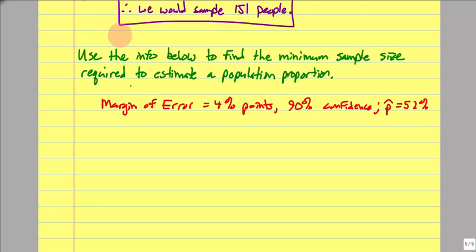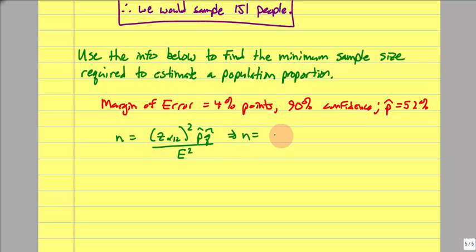Okay, so we go ahead and write down our formula. P hat plus or minus Z alpha over 2 times the square root of P hat Q hat over N. Whoops. That's the formula we'd use for the confidence interval. We're looking at sample size determination. So let's get that correct formula. So that would be N equals Z alpha over 2 quantity squared times P hat Q hat over error squared.